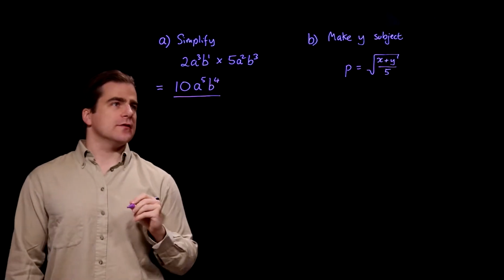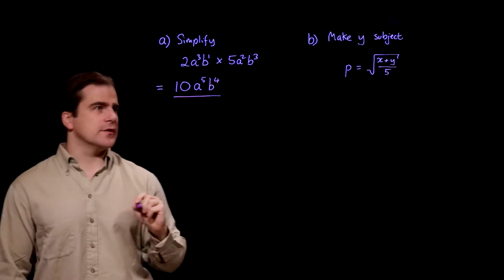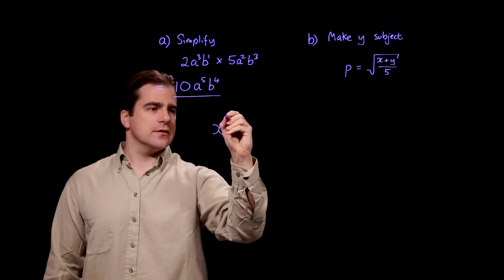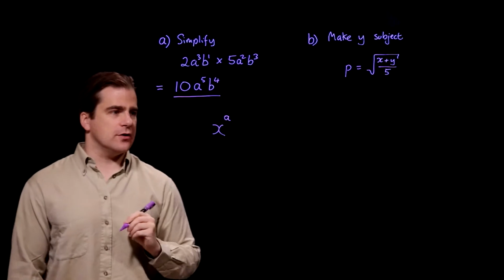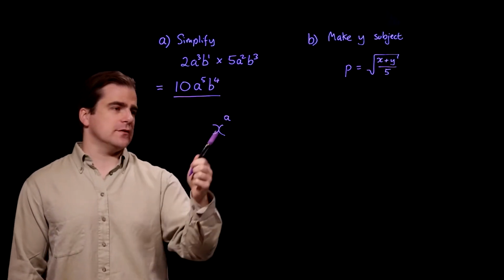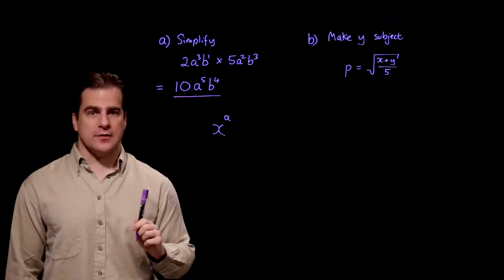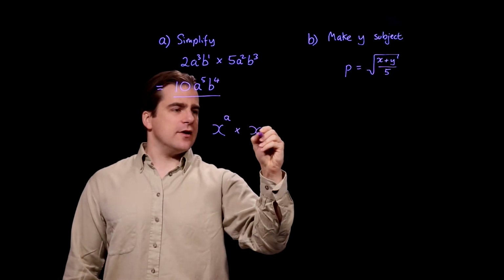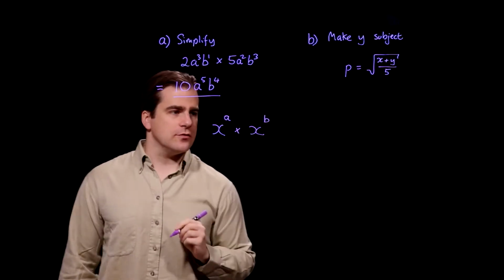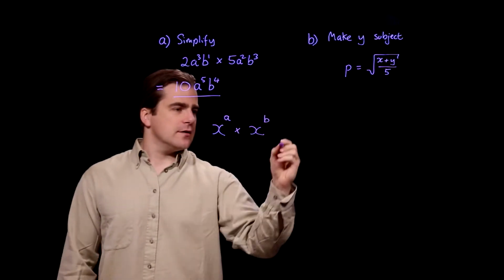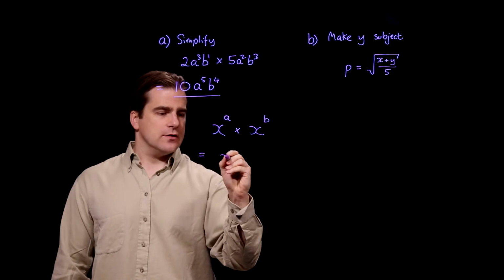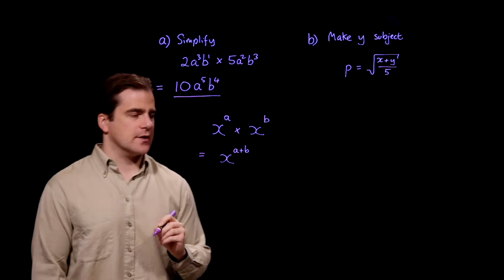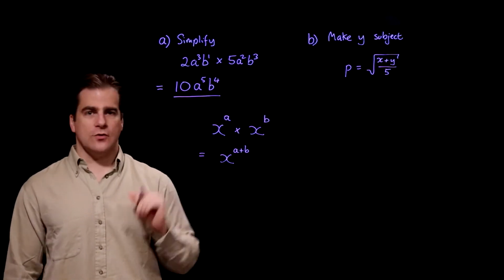We used this rule for this answer. If you have some variable to the power of some number times the same variable to the power of some number, then that is equal to x to the a plus b. Okay? That's a law that you need to know.